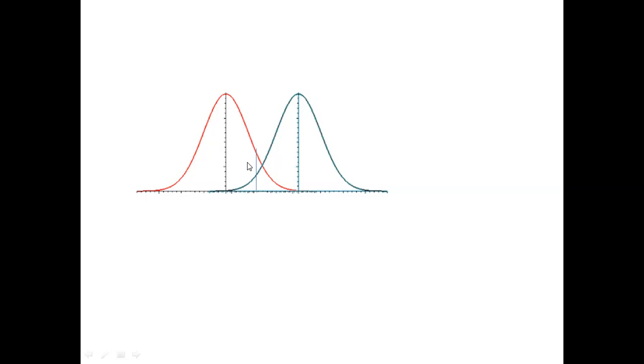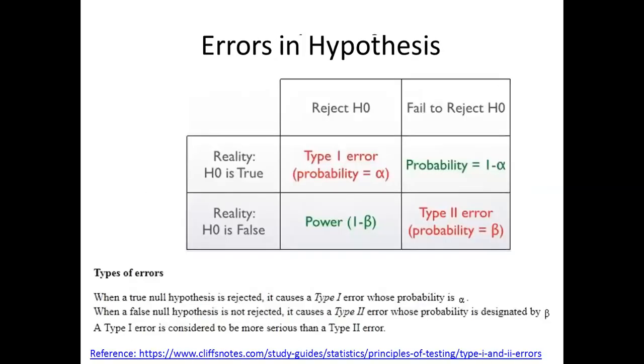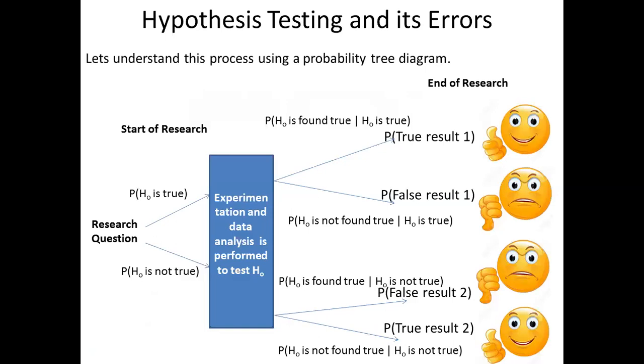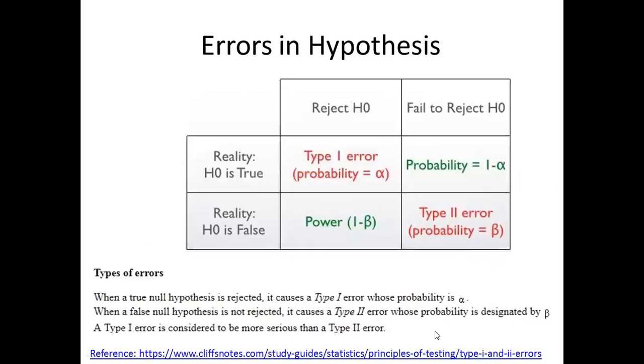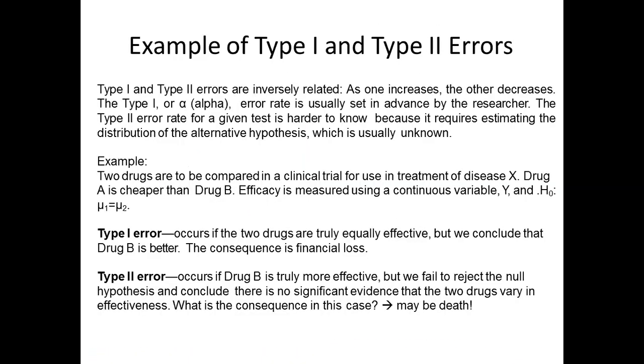These 1 minus alpha and alpha, and 1 minus beta and beta are the same things that we discussed in this probability tree diagram, right? This false result 1 was alpha, this true result 1 was 1 minus alpha, this false result 2 was beta, this true result 2 is 1 minus beta, right? So that's how these things are related to each other. Type 1 and type 2 errors are inversely related, as we just saw. As one increases, the other decreases.